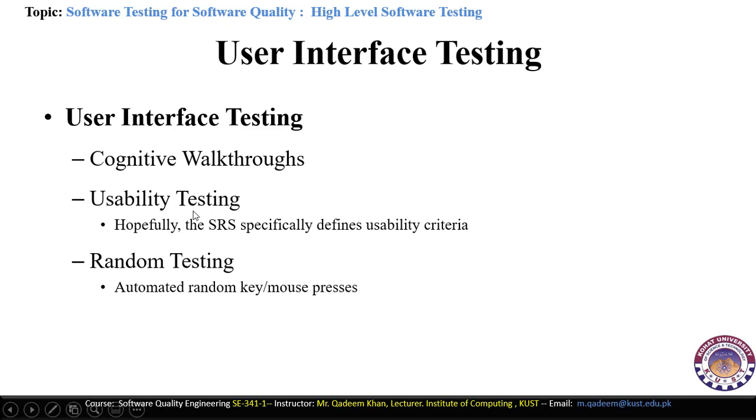Next one is usability testing. Usability testing is according to the software requirement specification document, checking whether the system fulfills all the usability criteria that are already defined in the SRS or not. Next one is random testing. In random testing, we perform random click events and mouse events on the GUI. So that is automated and random key and mouse presses, and then we test the system based on those particular events that occur with the software system.